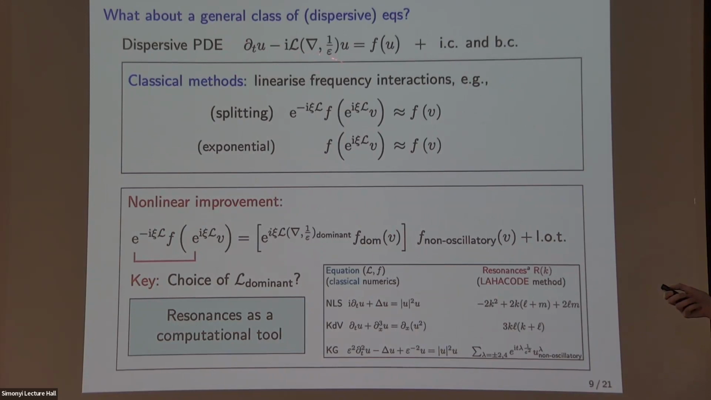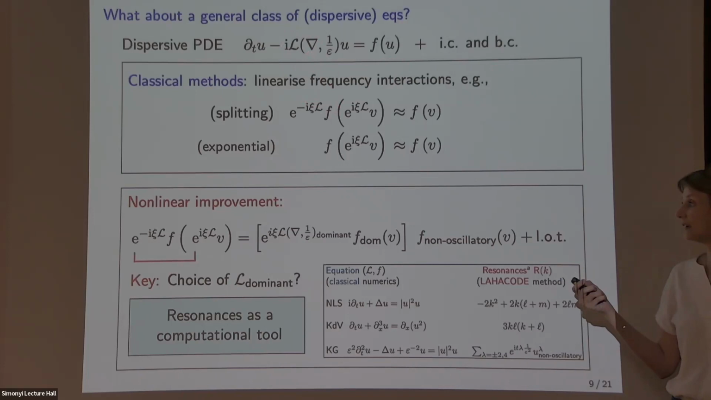Again, if we would use classical methods such as splitting or exponential integrator methods, they would always linearize this interaction between a differential operator and a nonlinearity. And so what we wanted to do is to move away from these linearized frequency interactions. For the KdV equation, we can do this exactly. We can really embed them all in our scheme. However, for a more general class, we have to make a little bit of a trade-off.